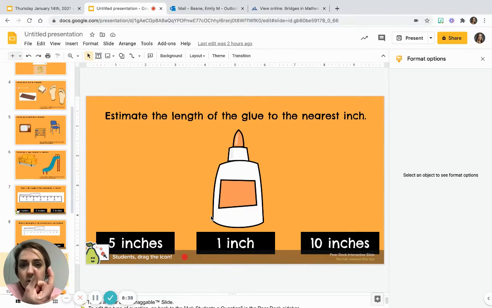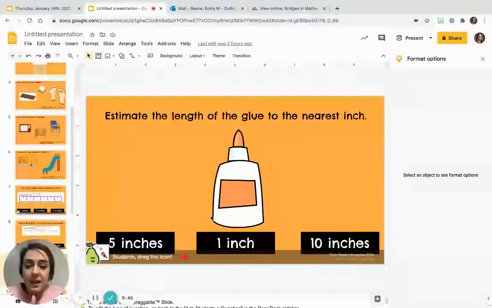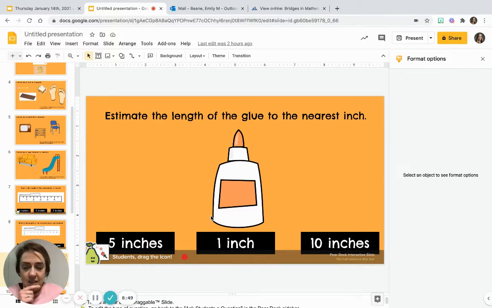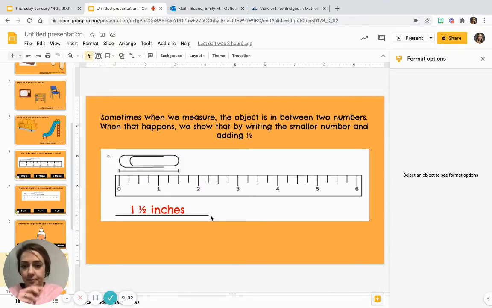That's about an inch. Not totally, but about. So knowing that and looking at this glue, what would be a good guess? Is this glue about 5 inches? Is it 1 inch? Is it 10 inches? What would be the best estimate? And so you can drag your dot.